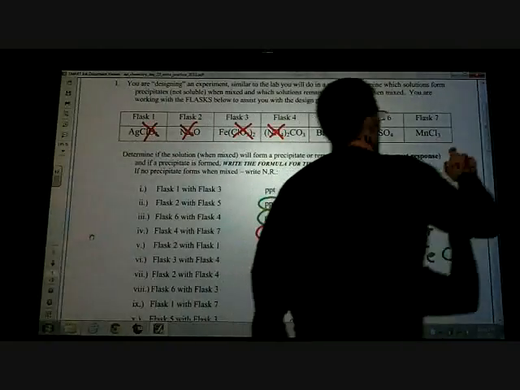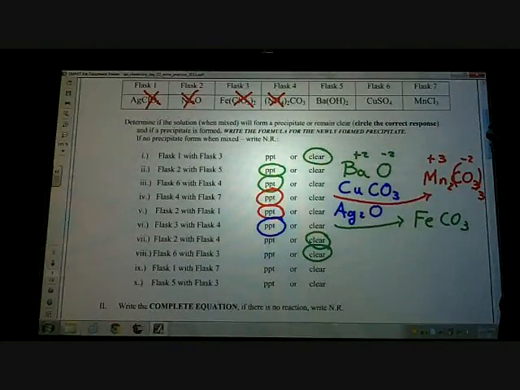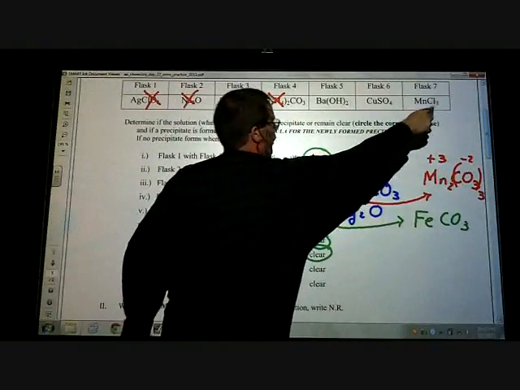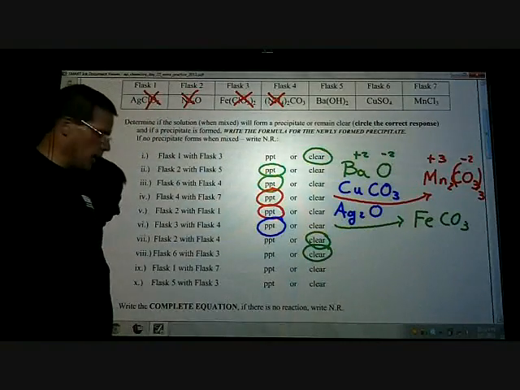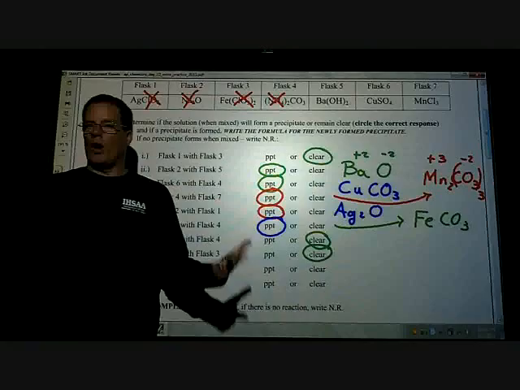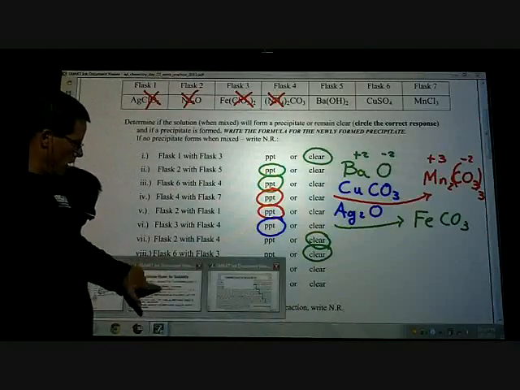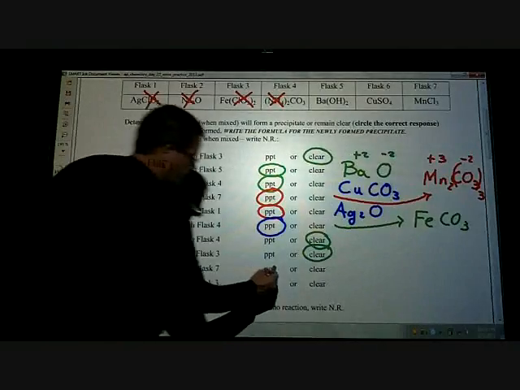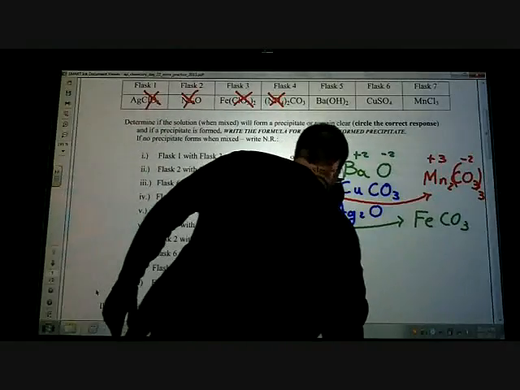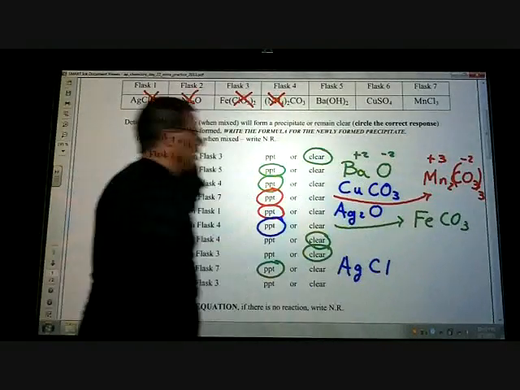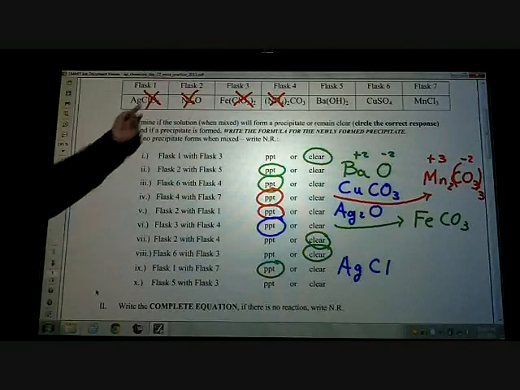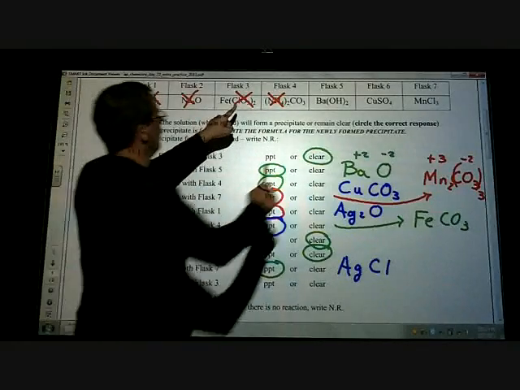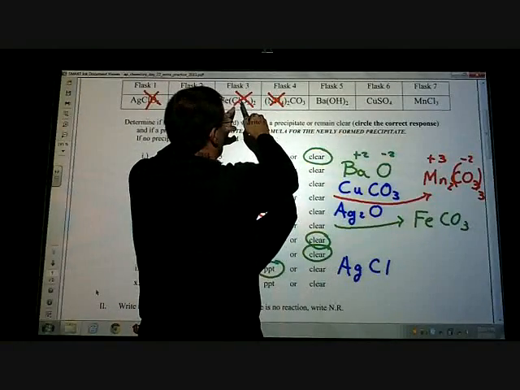Okay, let's scoop this. All right, so number 1 and 7. So 1 and 7 over here. So silver with the chlorine. Again, all chlorine, bromine, and iodines are soluble except with silver and lead. So in this case, we do have a PPT. So silver chloride. And silver has a +1 charge, chlorine has a -1 charge. Manganese isn't going to get to do anything with the chlorate over here. And then 5 with 3. So barium isn't going to do anything with the chlorate.